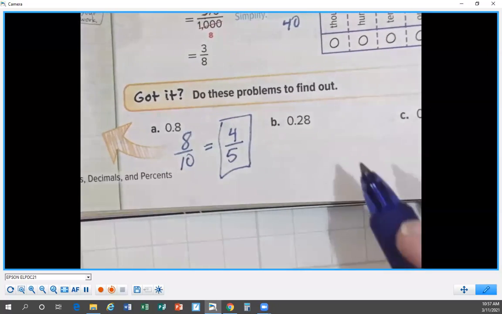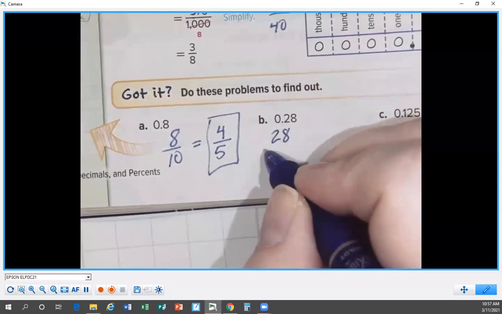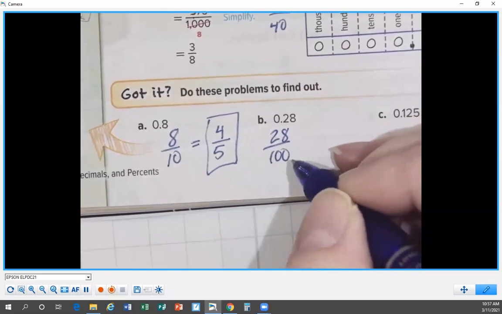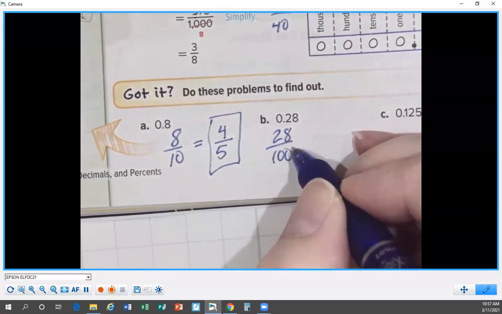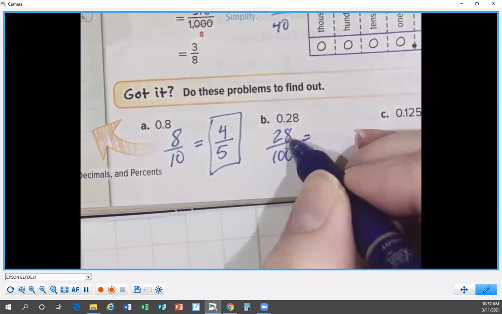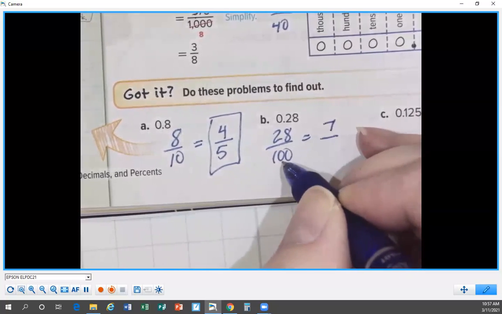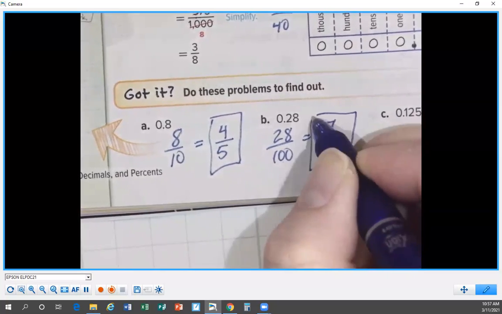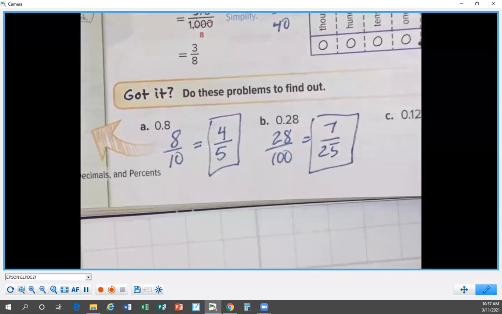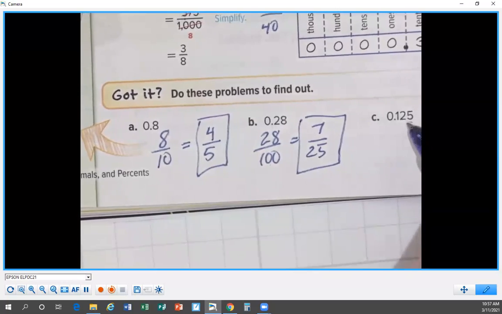Okay, then I look at 28/100. That's how I read it. So I write it as 28/100. These have a GCF of 4. Yep, a GCF of 4. So 28 divided by 4 is going to give us 7. 100 divided by 4 is going to give us 25. So we get 7/25. And then here we have 125, and then this is the thousandths place.